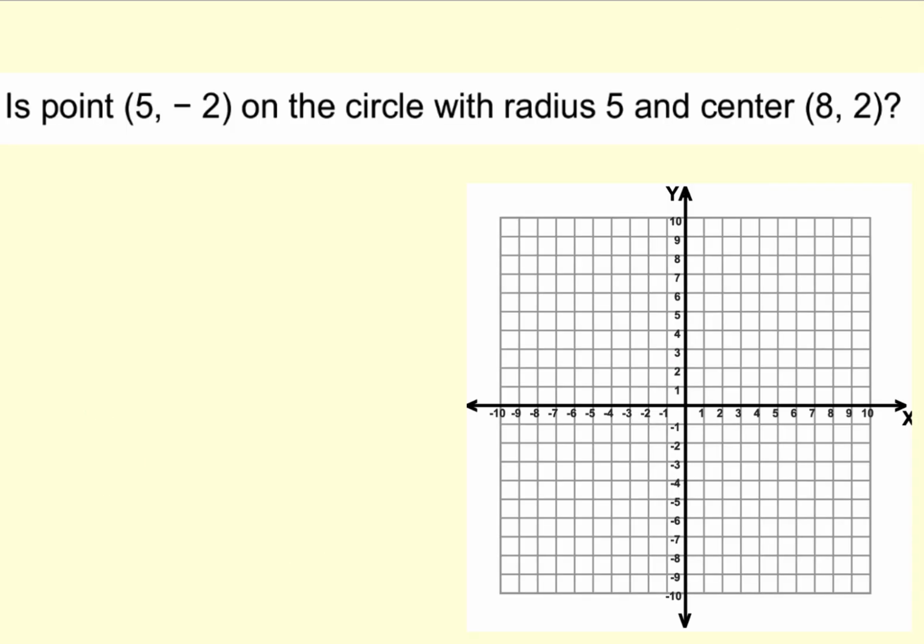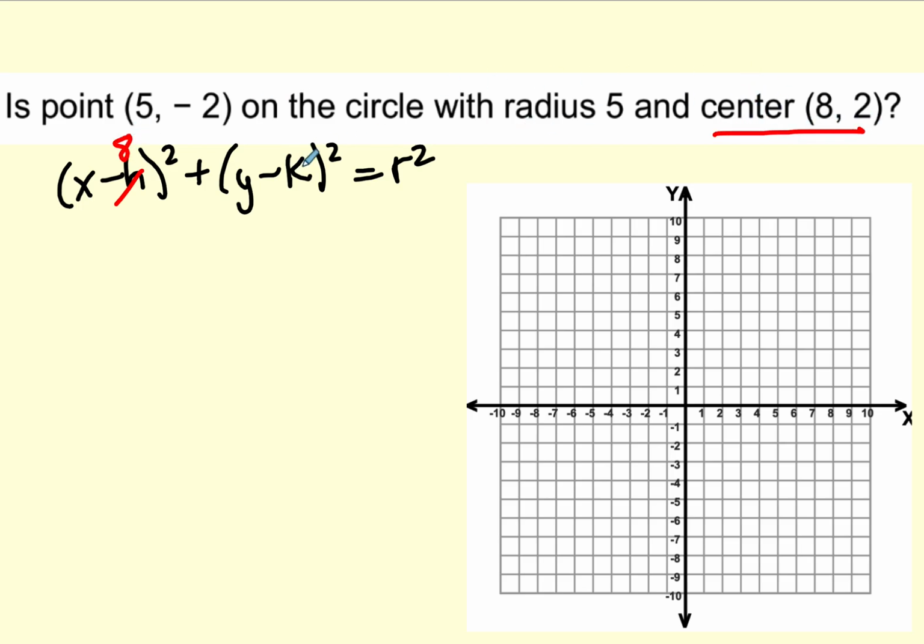All right, is this point on the circle with radius 5 and center 8, 2? So let's go ahead and write up the standard form again. This is the standard form for an equation. Let's go ahead and write the equation. And we're going to make h the number 8 because it's the center right here. This is going to be the number 2, and inside here that'll be a 5. That'll be 5 squared.